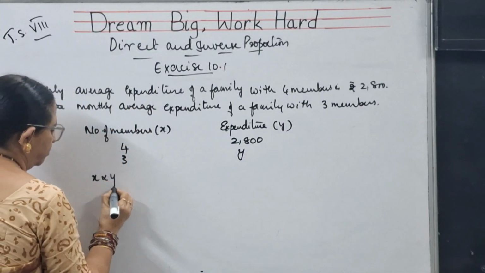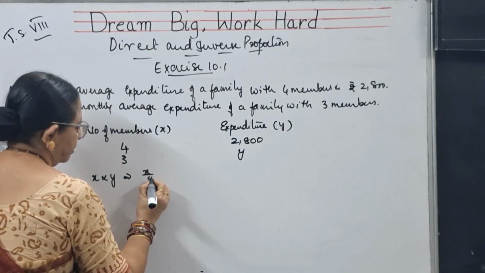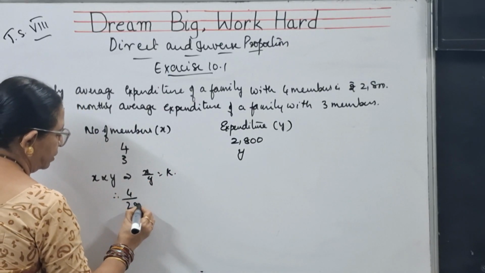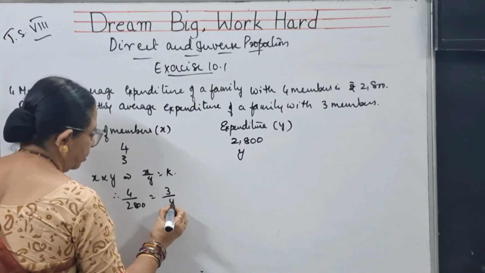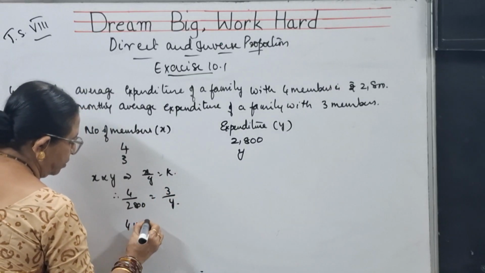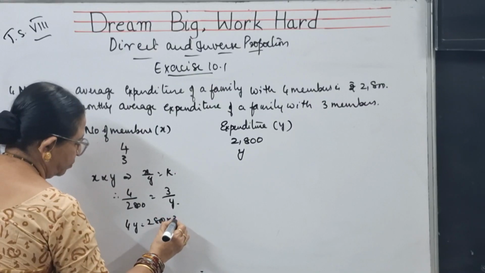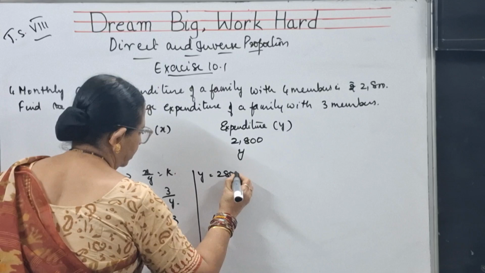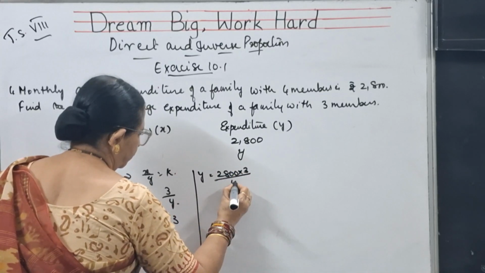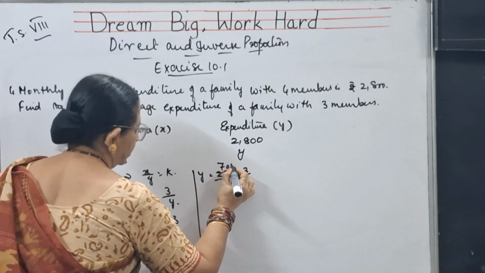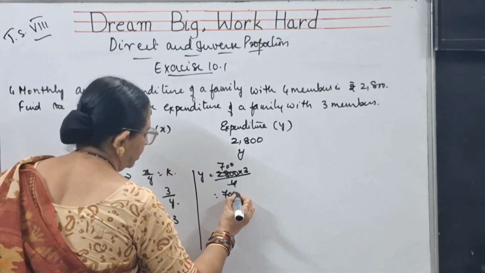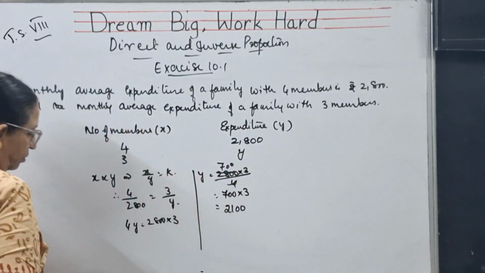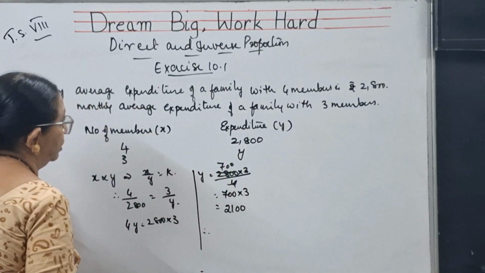So X is directly proportional to Y, which implies X by Y is a constant. Therefore, 4 by 2,800 is equal to 3 by Y. So 4y is equal to 2,800 into 3. So what is y? 2,800 into 3 by 4. 4 sevens are 28, so 700. That is 700 into 3, that is 2,100.